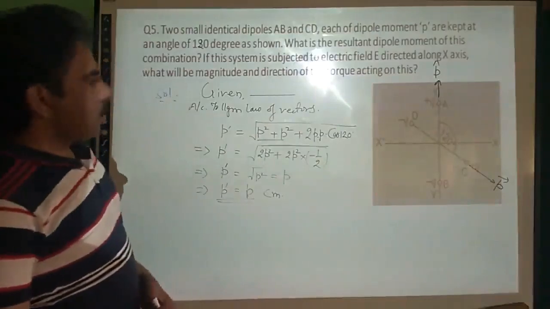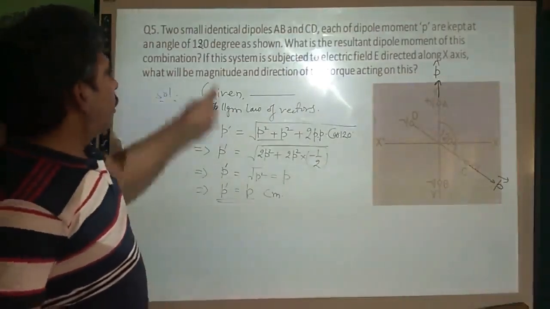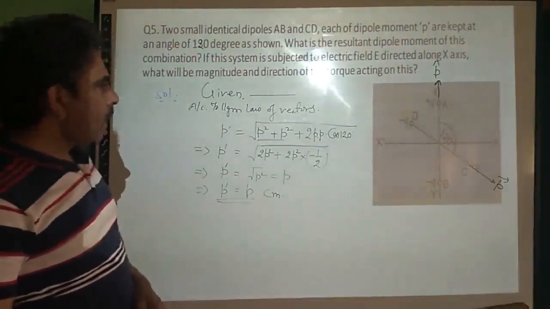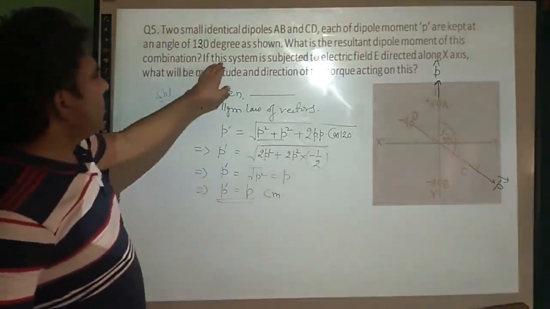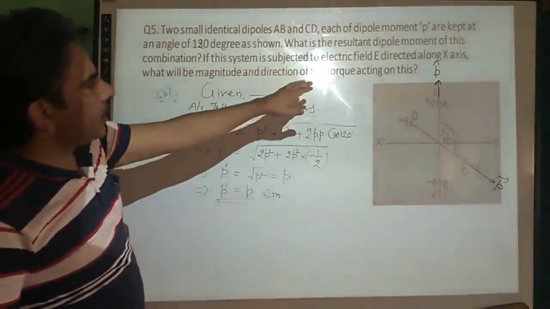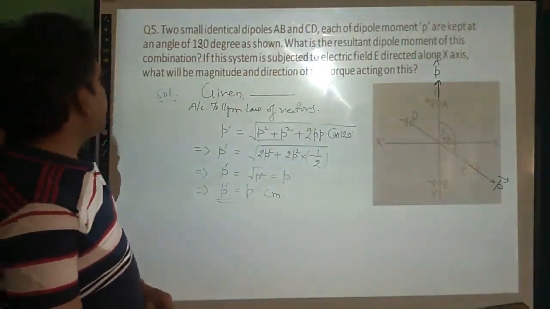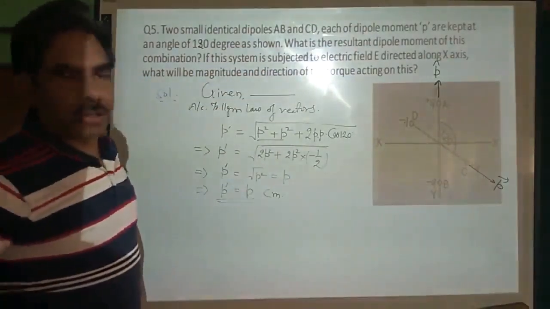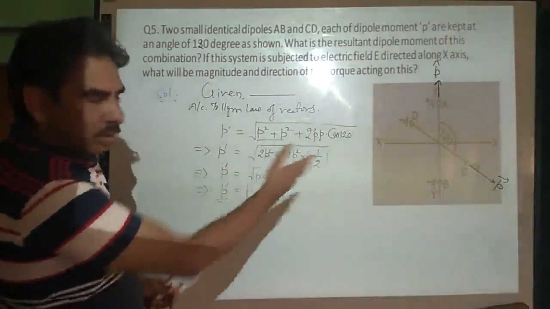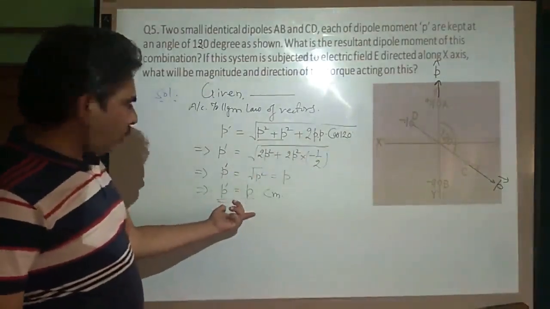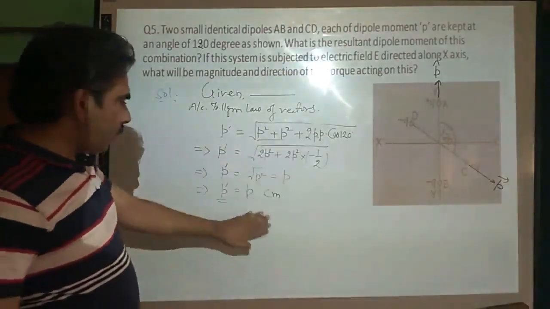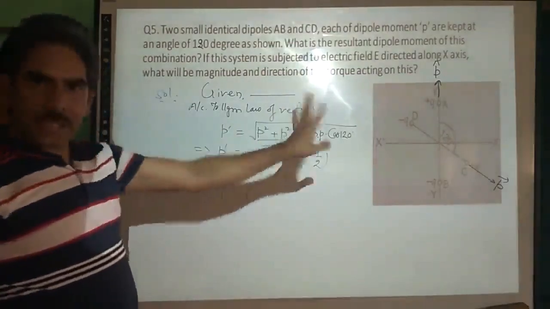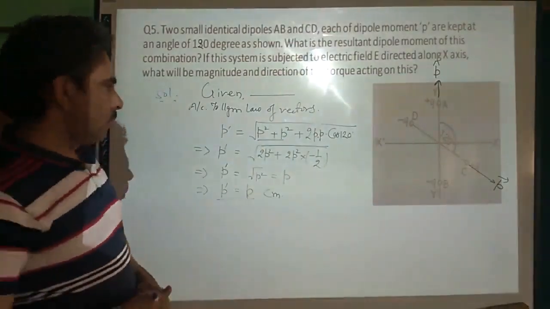And what is the next part of the question? So this is the resultant dipole, and in which direction will this dipole be? If this system is subjected to an electric field E directed along the x-axis, what will be the magnitude and direction of the torque acting on this? This system of two dipoles has a resultant dipole moment P, which is the same as the individual dipole moments.